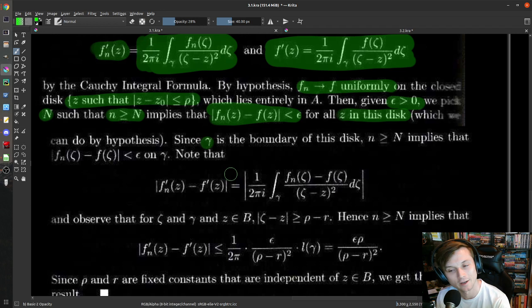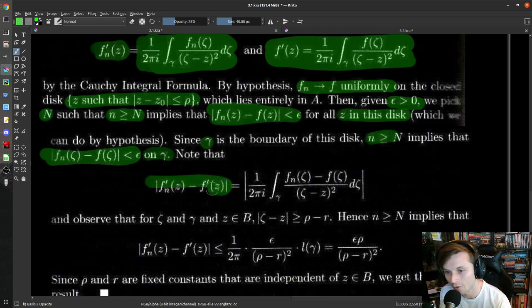Since gamma is the boundary of this disk, just by construction, for little n bigger than big N, this implies that Fn of zeta minus f of zeta in modulus is less than epsilon. It's the exact same statement, but I just replaced the symbol z with a zeta. And that's just on gamma. So for zetas on gamma, of course it holds. If it holds on all of the closed disk, it certainly holds on its boundary. Easy. But actually write down what we've got for the derivatives.